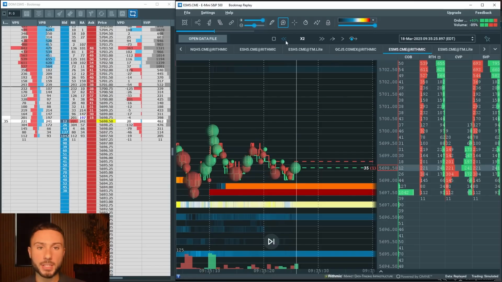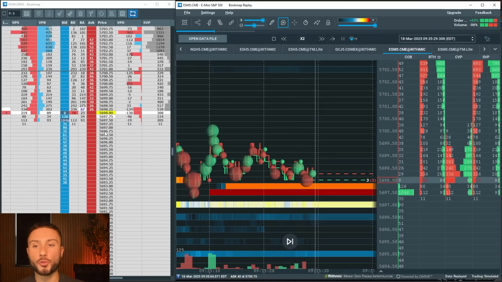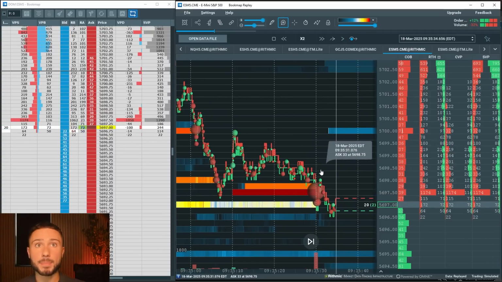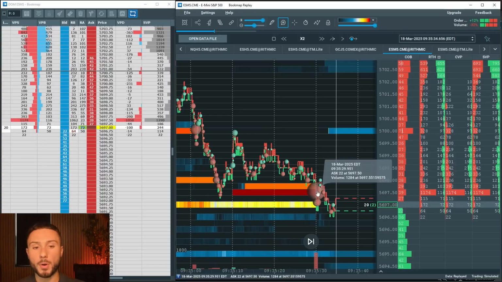I'm going to play this now in 2x speed, and the market's going to break down under this, and there's going to be a lot of aggressive selling step in right there. A lot of aggressive selling stepped in, a large red bubble. If we were to hover over that, that was 1,200 contracts at 5,697.